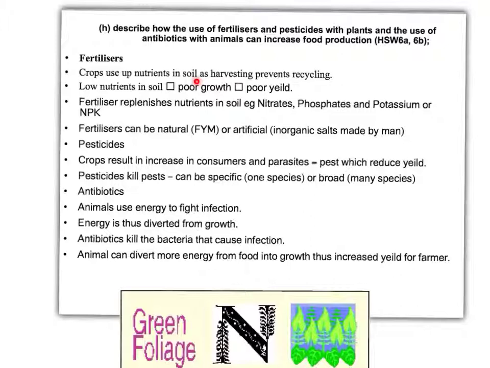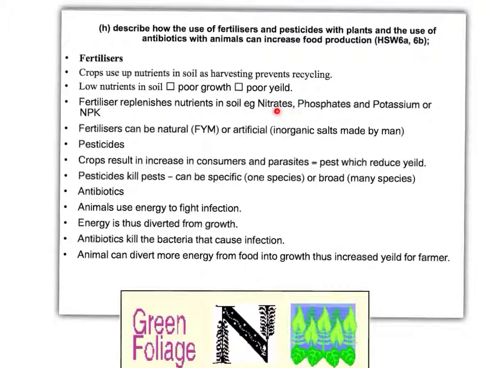Okay, so as a result, after a few years, the quality of the soil decreases, i.e., it's got low nutrients in the soil, low nitrates, low phosphates, low potassium, low magnesium, etc. So as a result, we get poor growth of plant. Therefore very inefficient conversion of our light energy into chemical energy, poor yield, and therefore less profit for the farmer. So what the farmer can do is to replenish these nutrients in the soil.